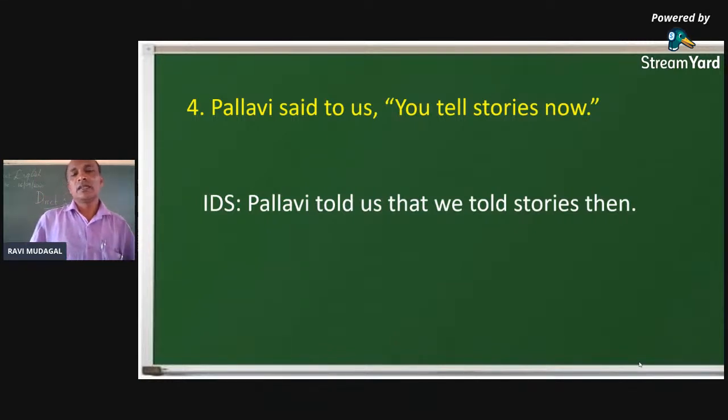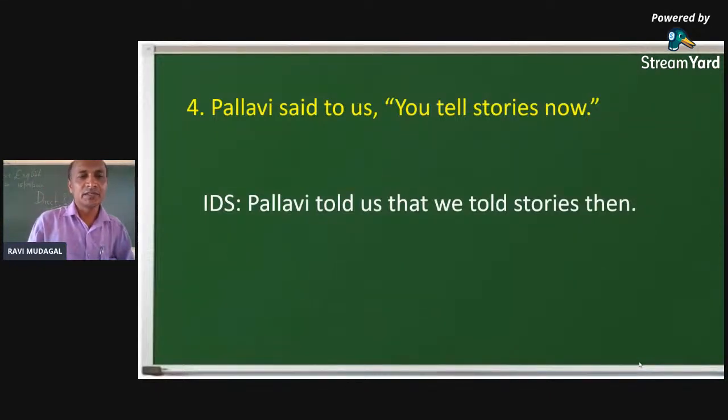See, Pallavi told us that we told stories then. See, children, now you can notice the indirect speech. We changed "tell" to "told." Okay? Pallavi told us that, instead of "you," we have used "we," because Pallavi said to us, so "you" belongs to us. Instead of "you," we should use "we." "Tell" is changed to "told." "Stories" remains the same, and "now" we change to "then."